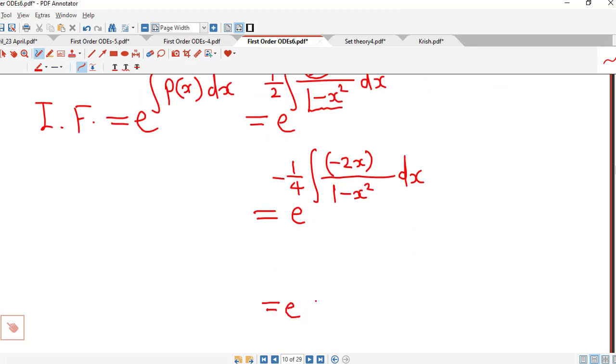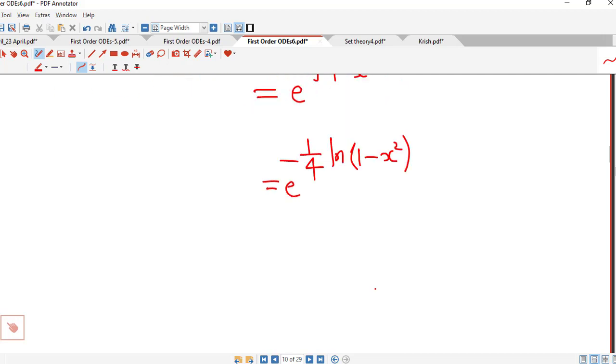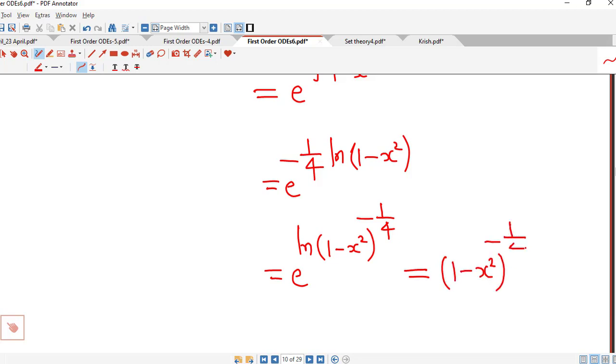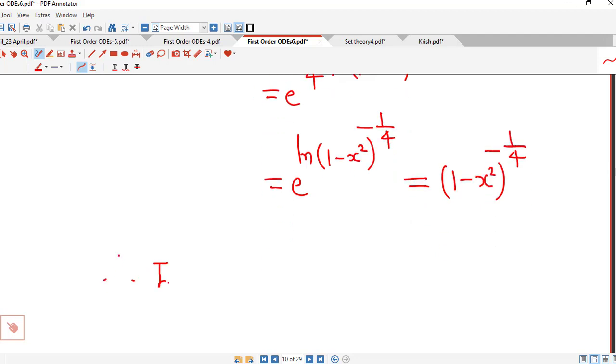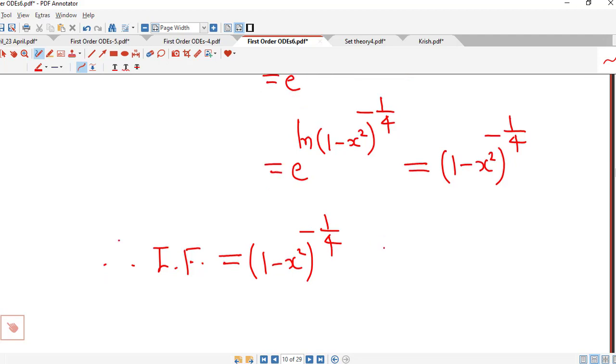Now integral is logarithm of denominator, which is 1 minus x square, and this we can rewrite as ln of 1 minus x square to the power minus 1 by 4, and this is nothing but 1 minus x square to the power minus 1 by 4. So this is the integrating factor. Integrating factor is 1 minus x square to the power minus 1 by 4.